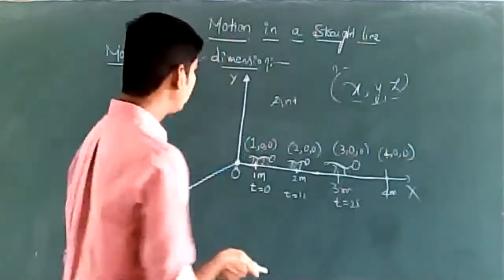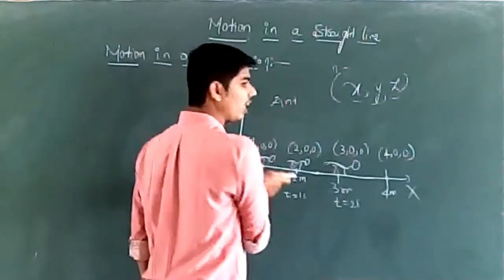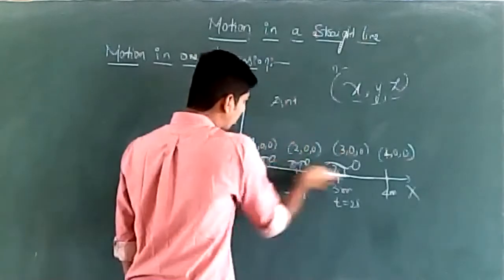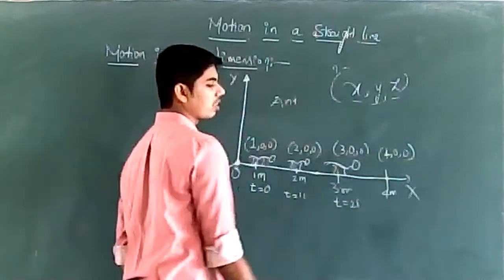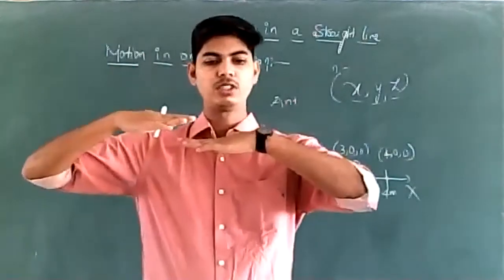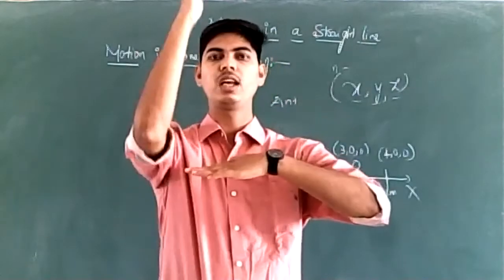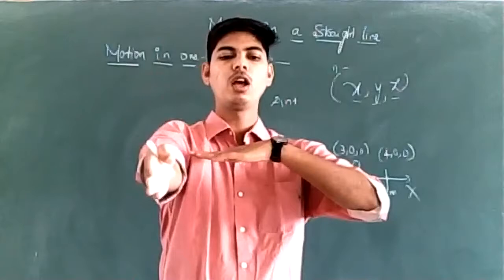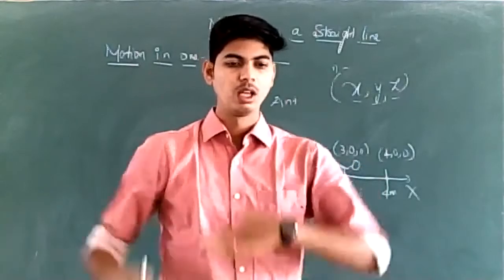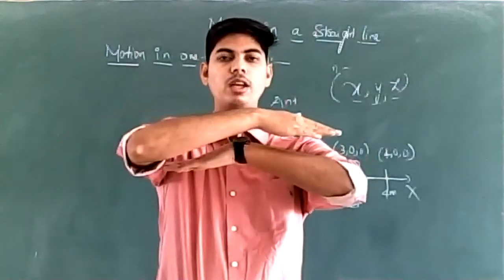This means the ant is moving, or changing its position, only along the x-axis. Ant doesn't have any motion along the y-axis, nor does it have motion along the z-axis. Ant has motion only along the x-axis.